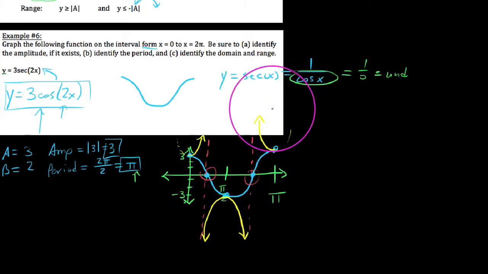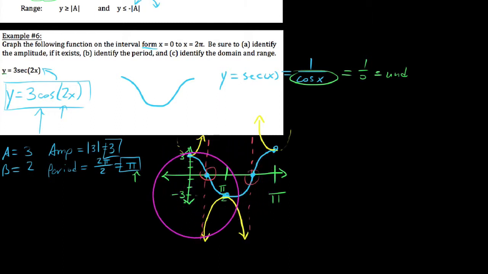But the bottom line is this. That's how you would sketch the secant function. You would just sketch the reciprocal function first, 3 cosine 2x, and then you would just drop in your asymptotes where the original graph is on the ground, and then put in your swoops from there. That's all we would necessarily do.